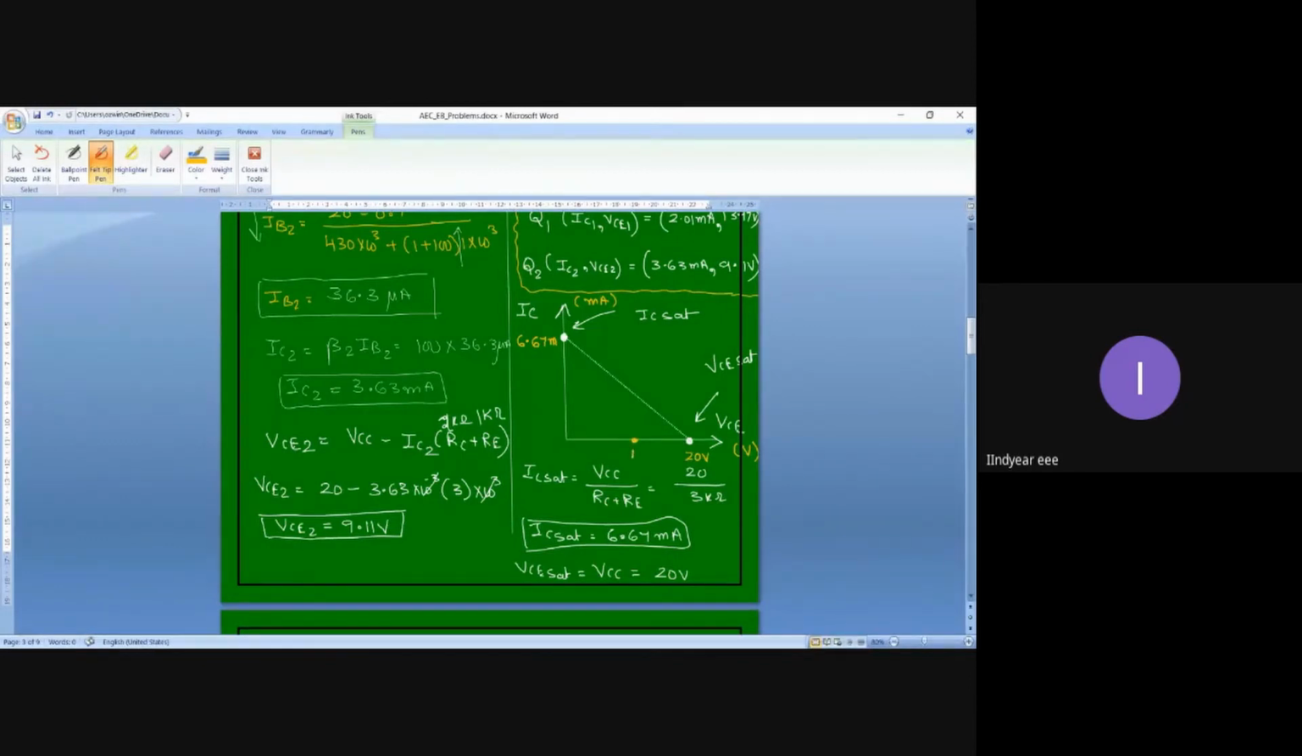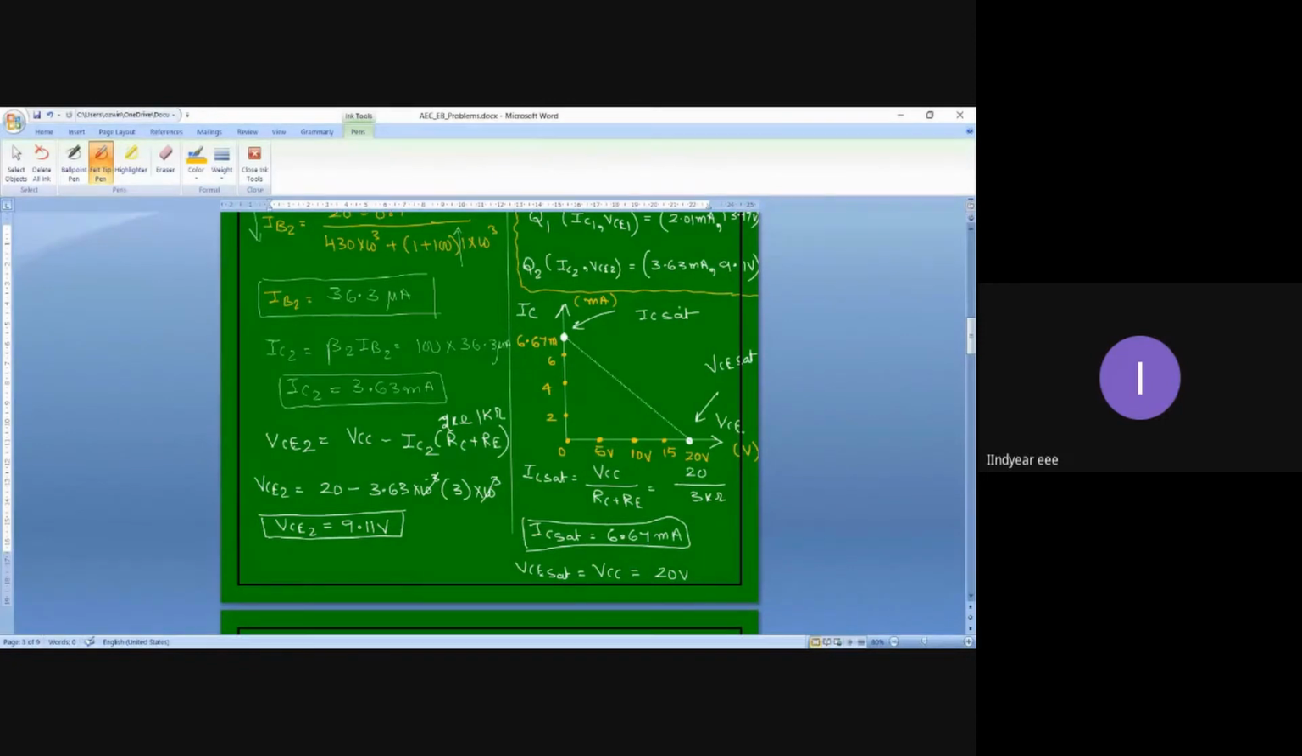Okay, say this is 10 volts, say this is 5 volts, this is origin 0, say this is 15 volts. So this is about 2, this is 4, this is about 6. Approximately, you don't have to draw a very accurate load line. An approximate load line you can do. Then just place the Q point.